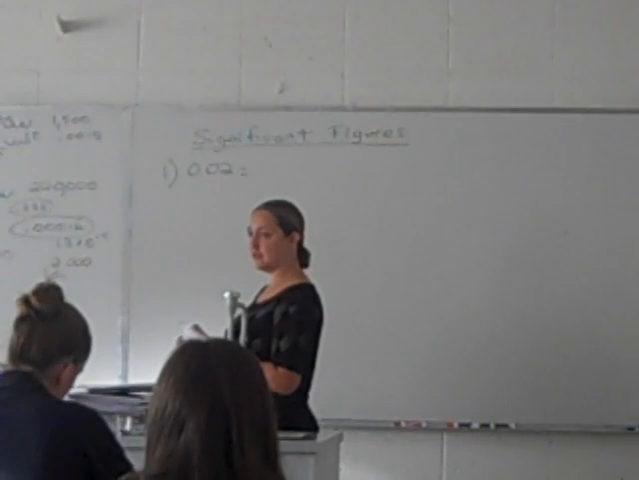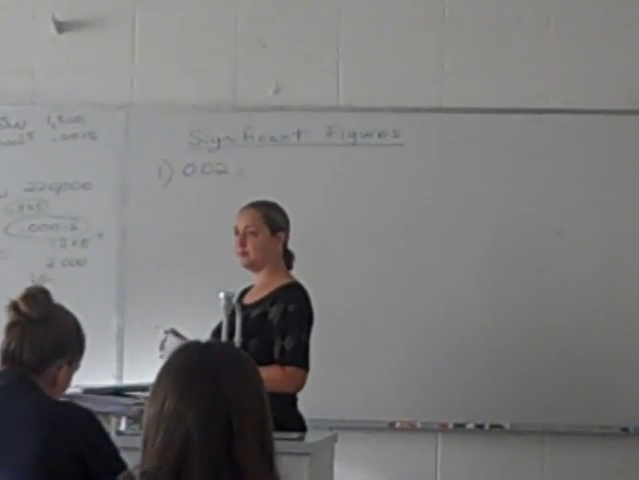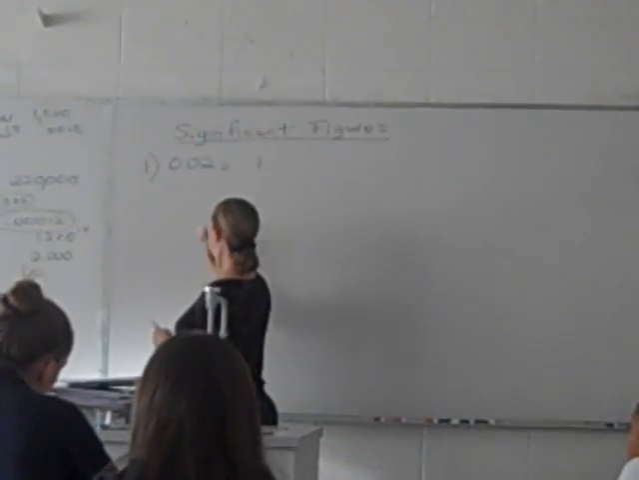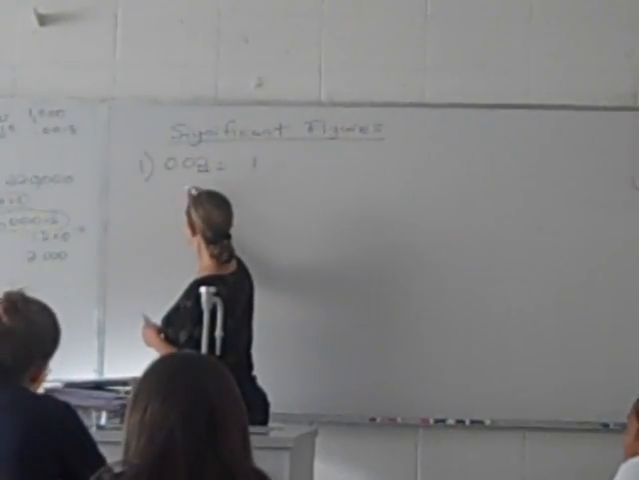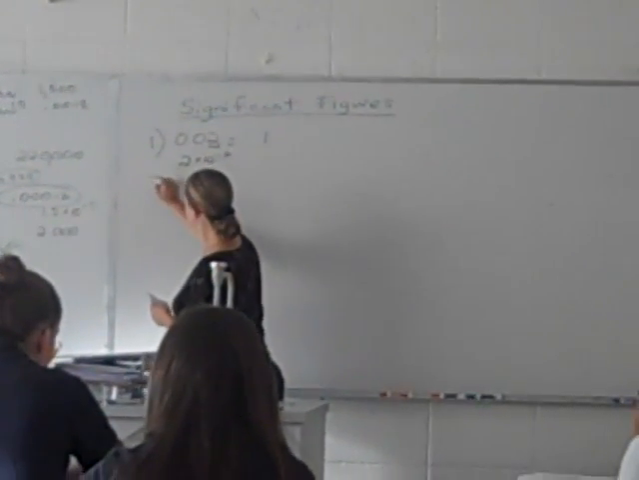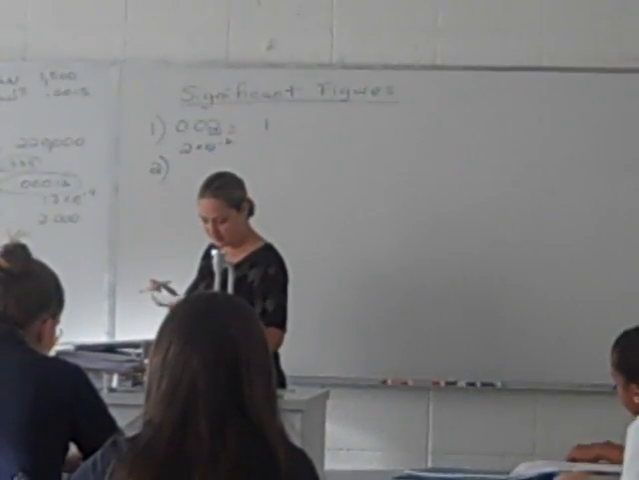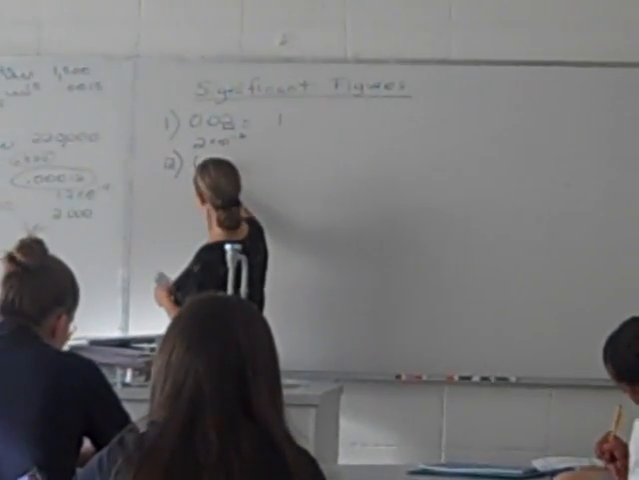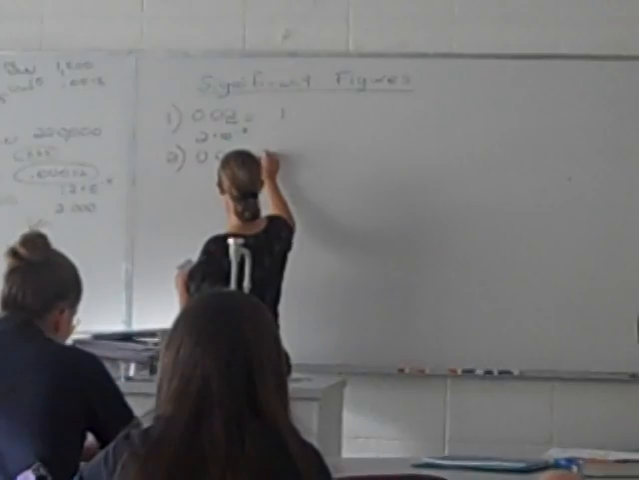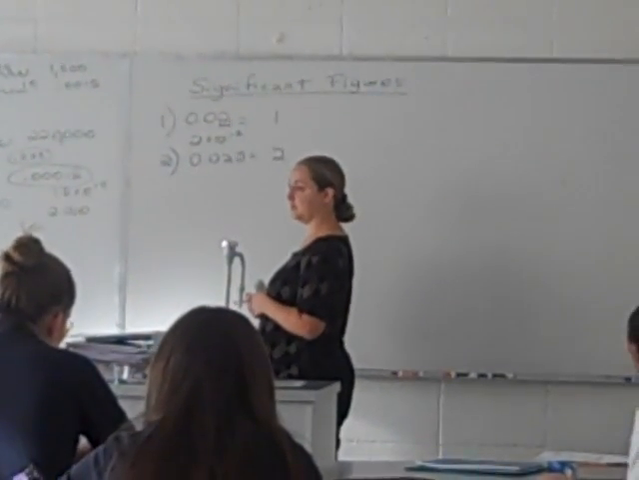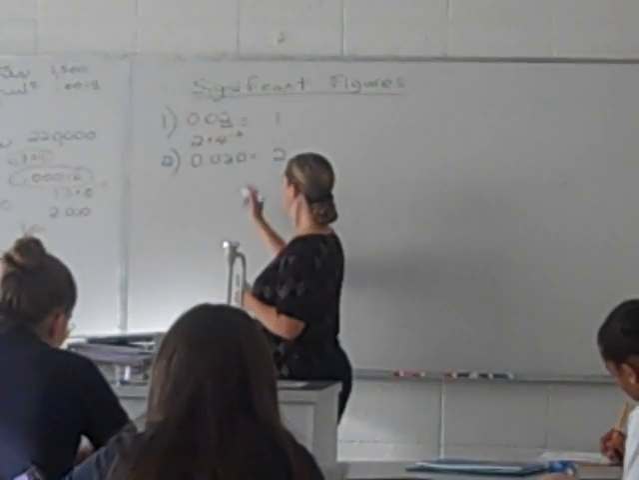Okay, Megan, how many significant figures are there in this one? 1. Good. Which one is significant? 2. Just the 2 is significant because we could write this as 2 times 10 to the negative 2. So zeros are not significant. Good. Michelle, how about number 2 here? 2. Good. There are 2 significant figures. Which 2 are significant? The 0 and 2.